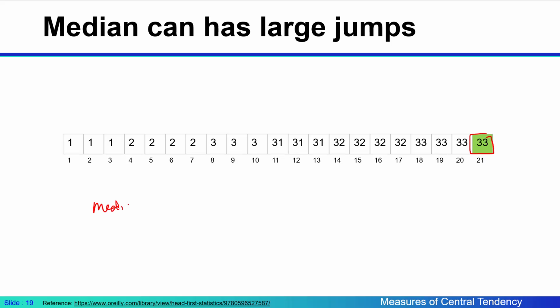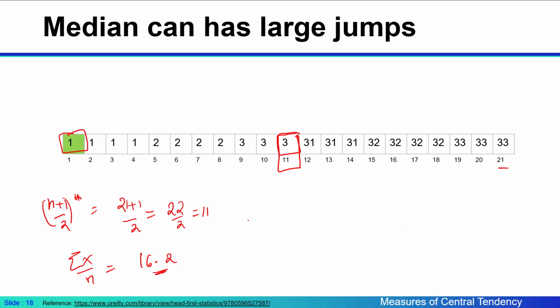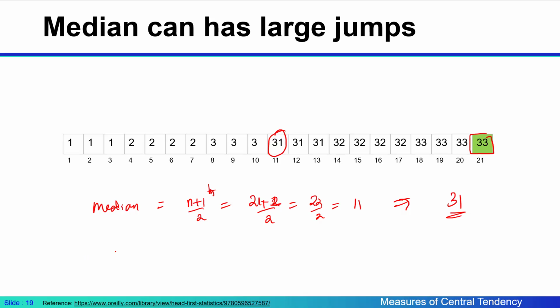Median is again the (n plus 1)/2th term, and there are 21 terms. 21 plus 1 by 2, which is 22 by 2, which is the 11th term, which is this. Now suddenly my median becomes 31, whereas here my median was 3, and here my median became 31. And how about the mean? If we calculate the mean of this, it will be 17.8.